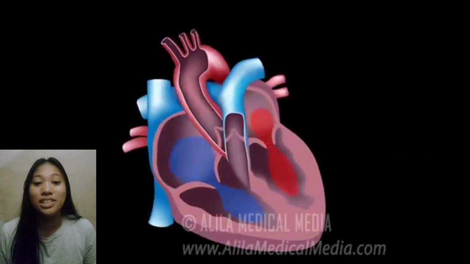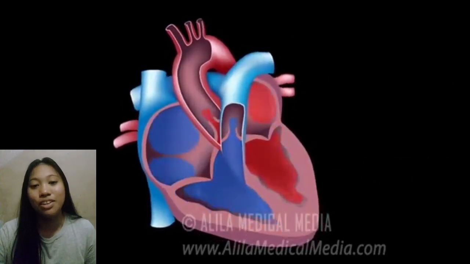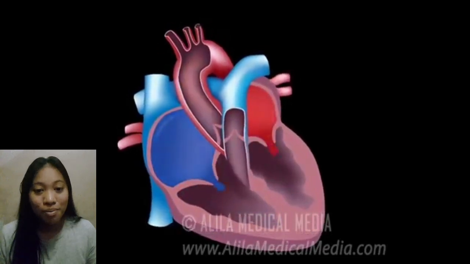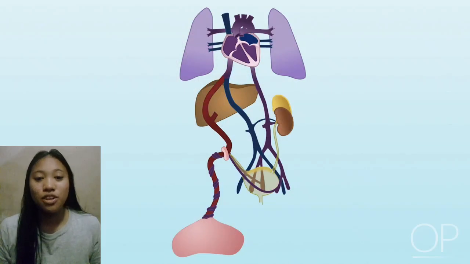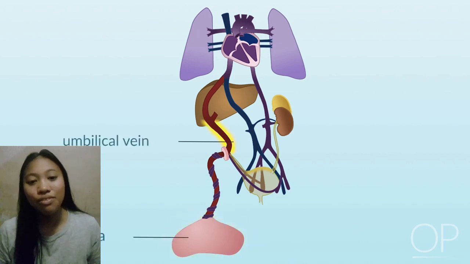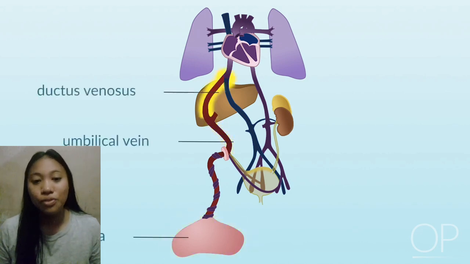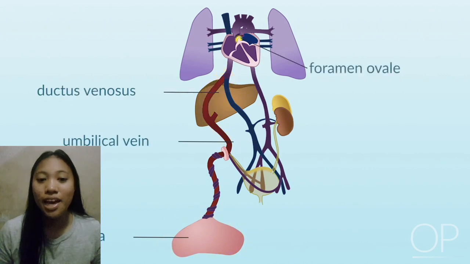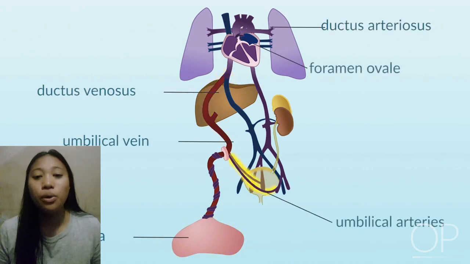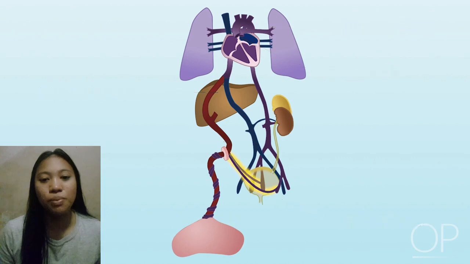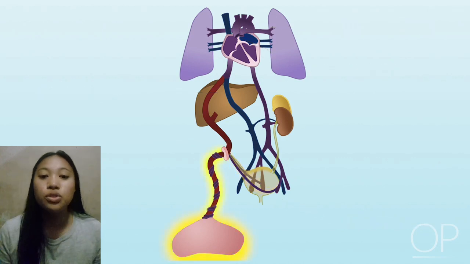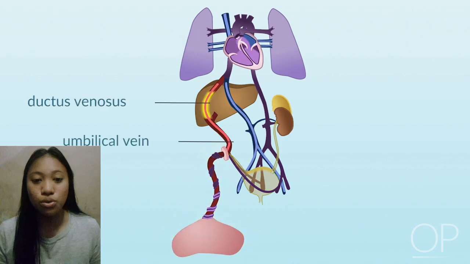That's how the blood flows in the normal heart, but it's different in the fetus when it's still in the womb of the mother. The specific structures associated with fetal circulation include the placenta, the umbilical vein, the ductus venosus, the foramen ovale, the ductus arteriosus, and the umbilical arteries. Blood rich in nutrients and oxygen supplied via the placenta flows through the umbilical vein to the ductus venosus.